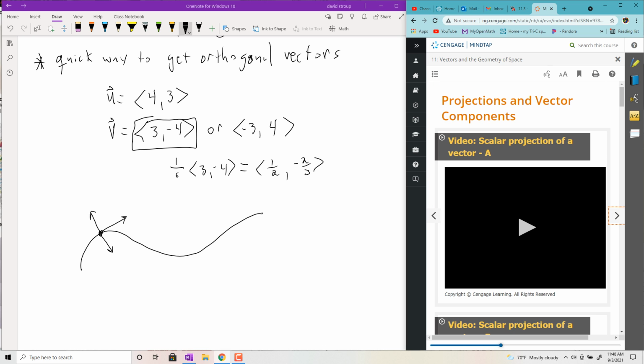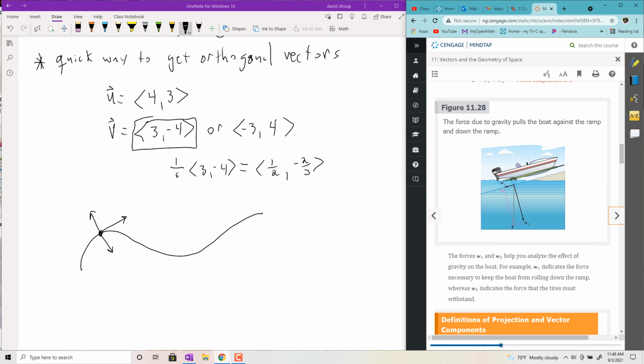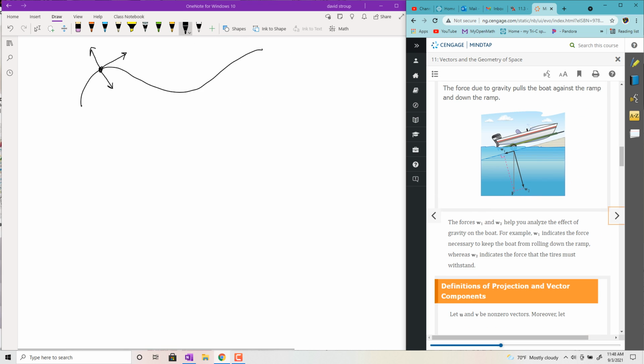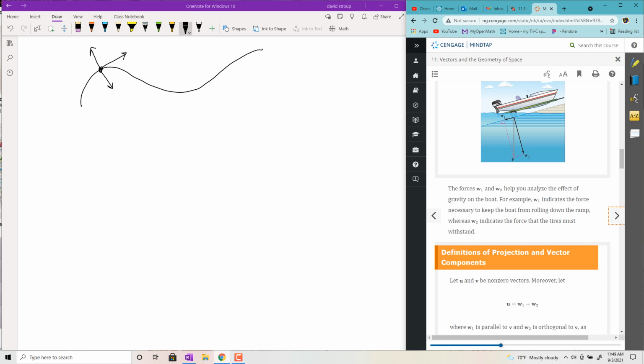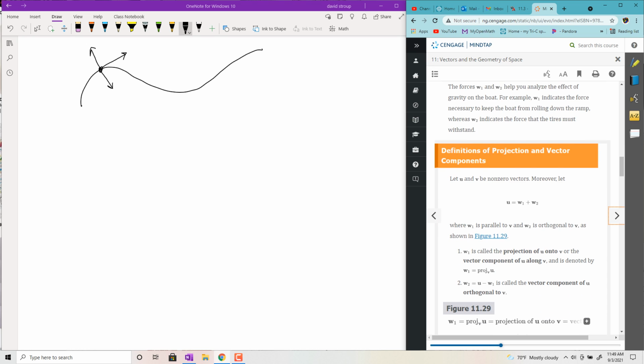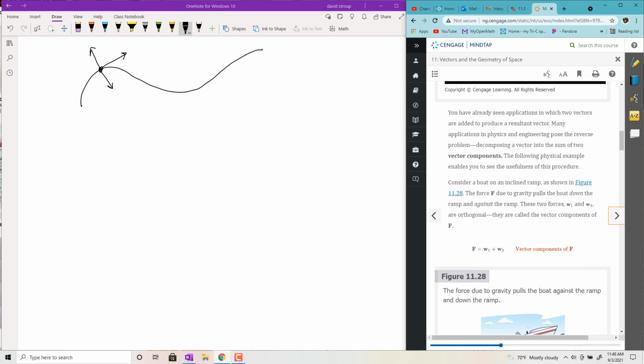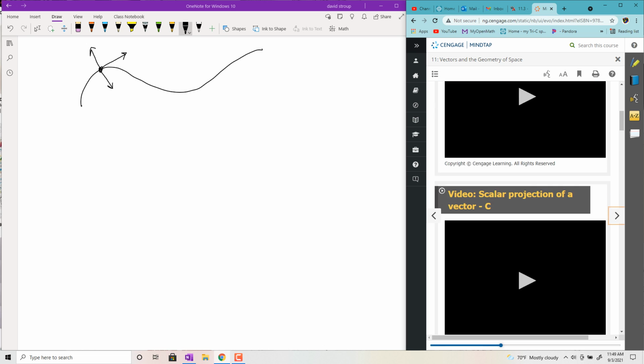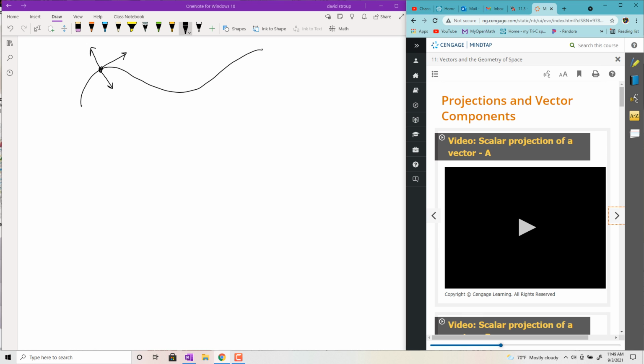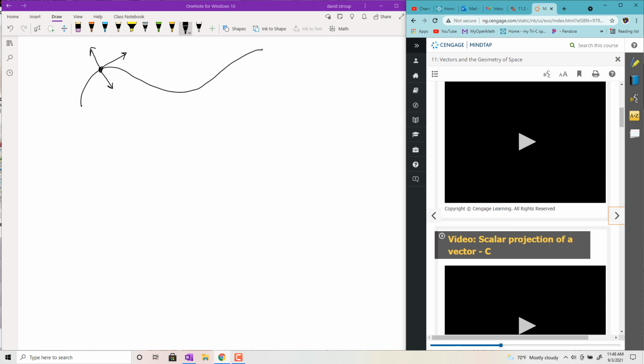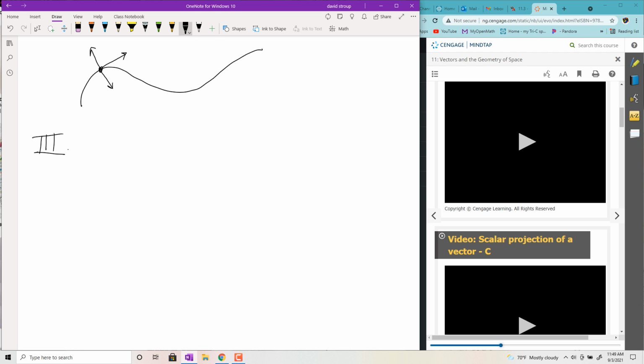Okay. All right, so anyways, projections of vectors, important in physics. You'll see it in your physics book. You'll have to figure out stuff like this. The force orthogonal to the ramp, the force that you need to keep the boat from rolling down the ramp. And we also need it for figuring out work. So anyways, let's look at the projections now. So section 3, projections and the vector components.